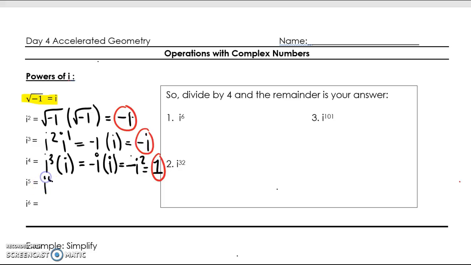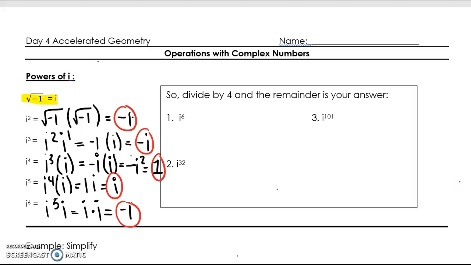So we're going to do i to the fourth times i. i to the fourth we know is 1. 1 times i is just regular old i. Do this once again. So i to the fifth times i is going to equal i squared, which is -1.